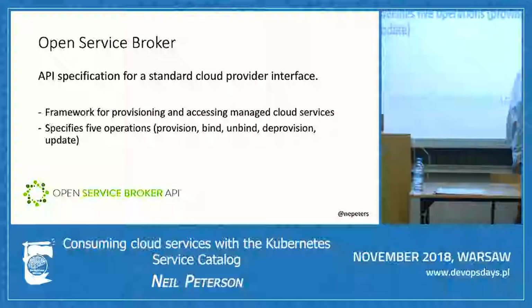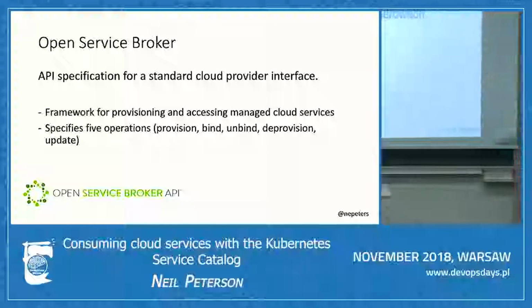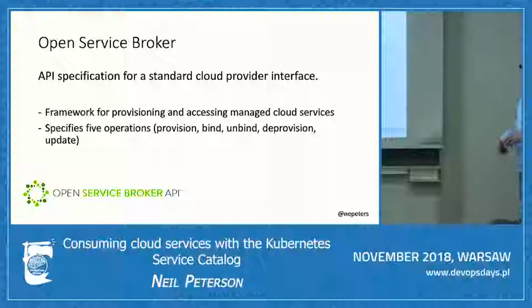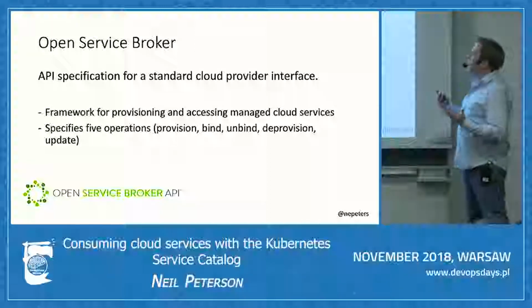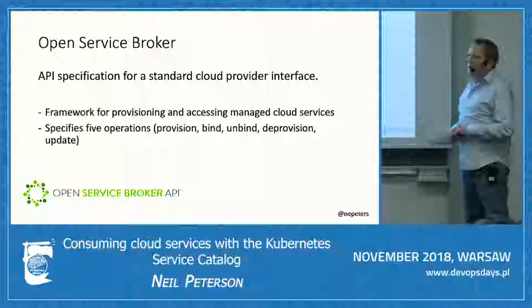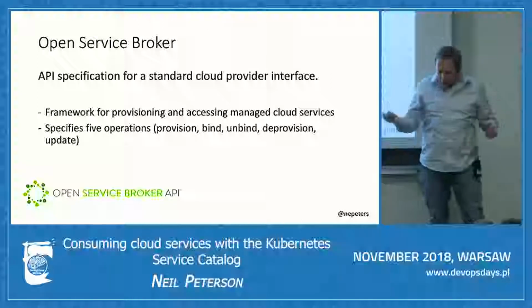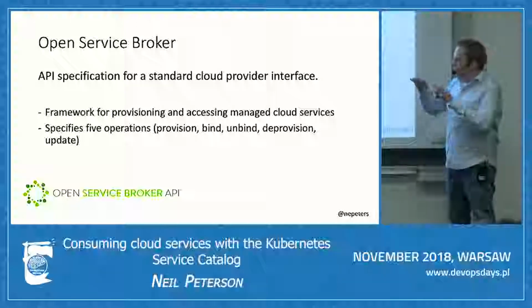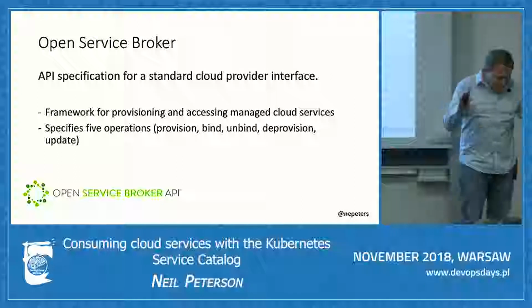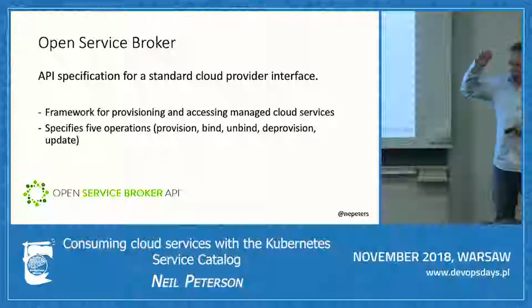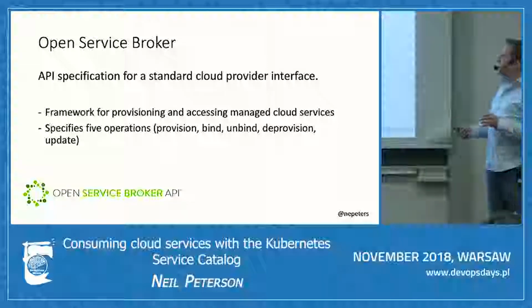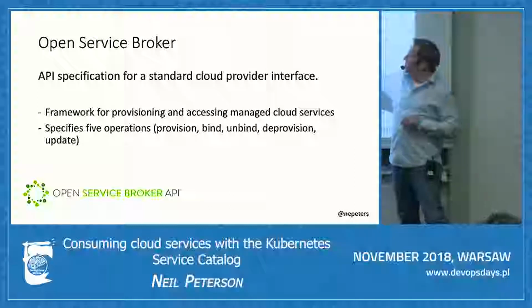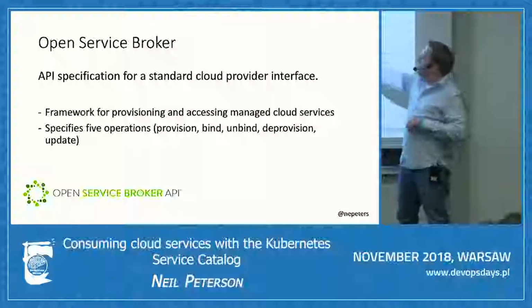So before we dig into Service Catalog and Kubernetes, I want to step back a little bit and talk about something called Open Service Broker. The Open Service Broker is an API specification for a standard cloud provider interface. And what this means is it's just a common way. So it came out of CoreOS, I believe. And basically it's a declaration of, hey, if you want to do things like provision or delete or interface with a cloud provider, write an API that matches this specification with these 5 operations: provision, bind, unbind, deprovision, and update.